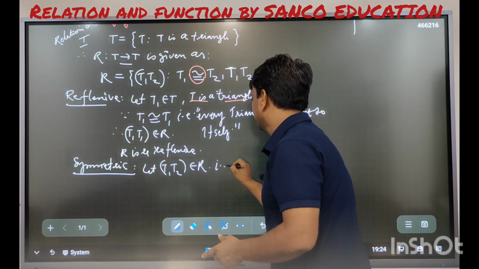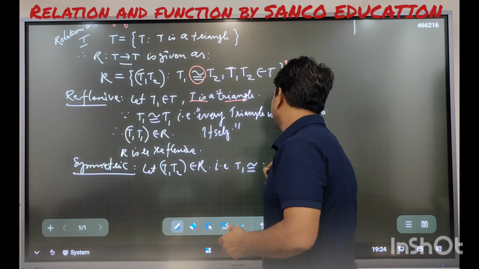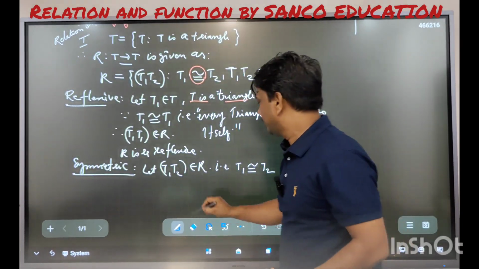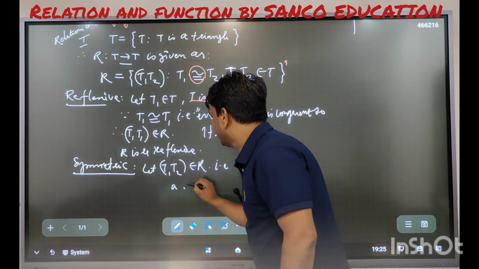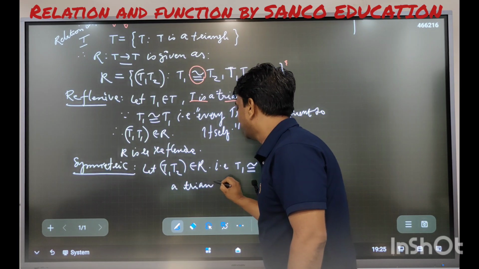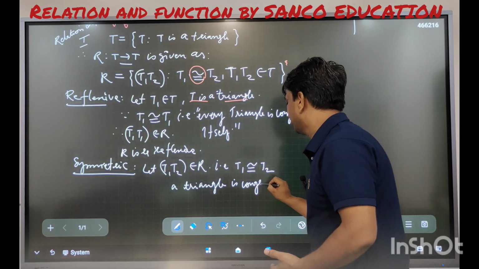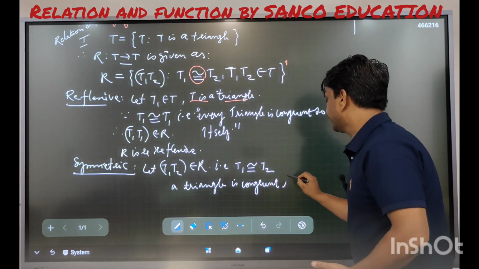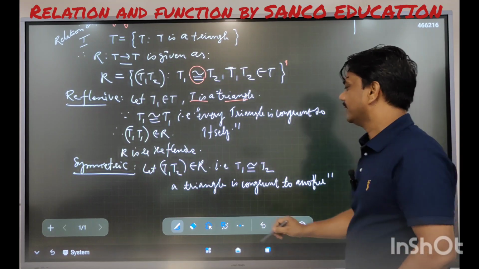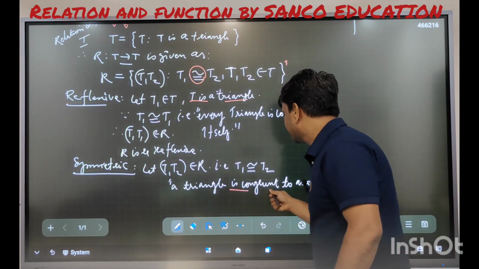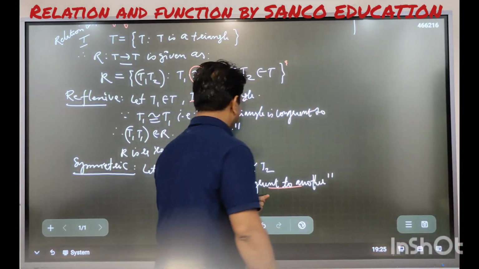That is, T1 is congruent to T2. Here you can write it in words: a triangle is congruent to... that is, you will write here one triangle is congruent to another. Here I have written this statement in words; the same symbol I have written as a word, right? T1 is congruent to T2.